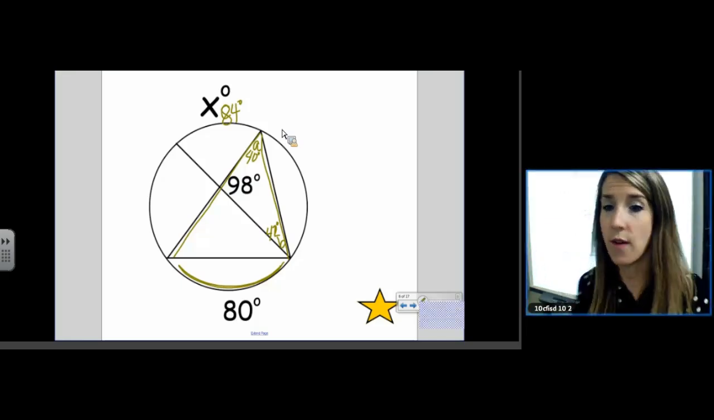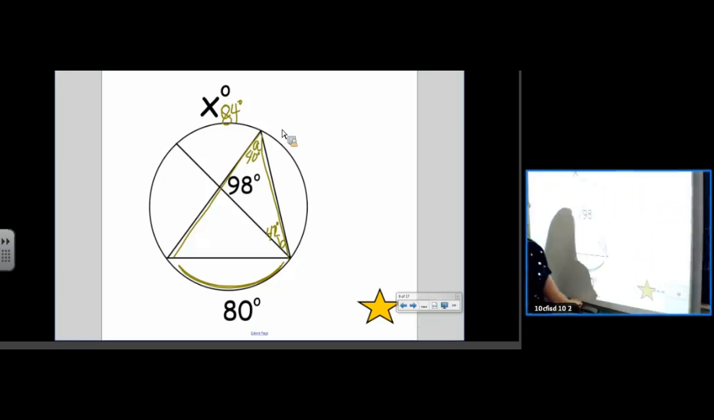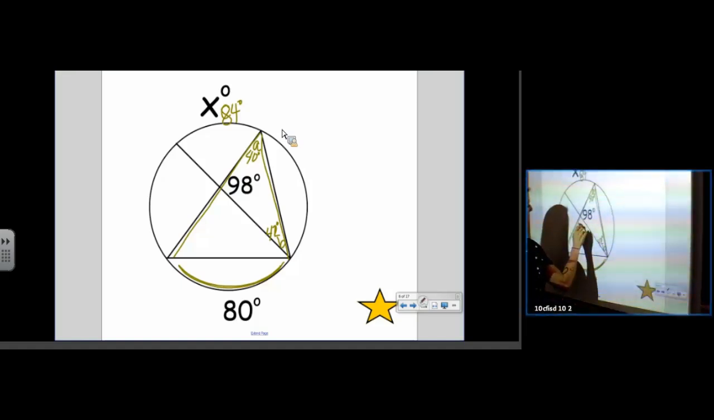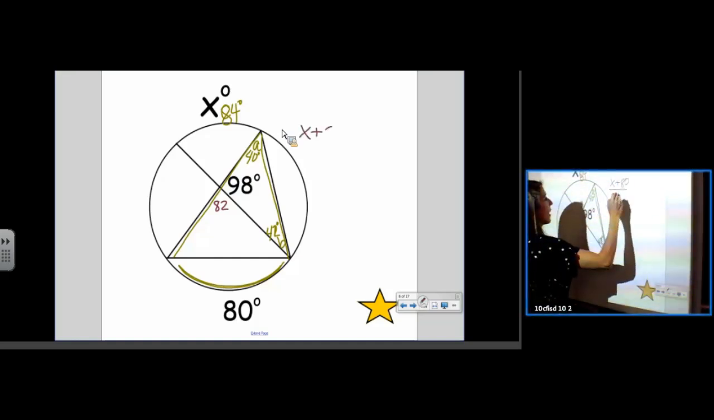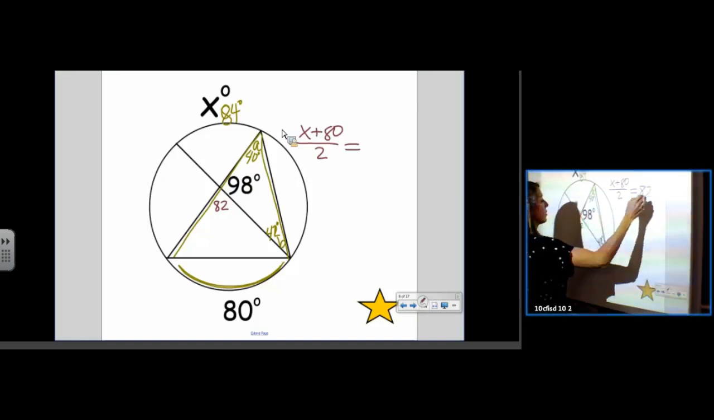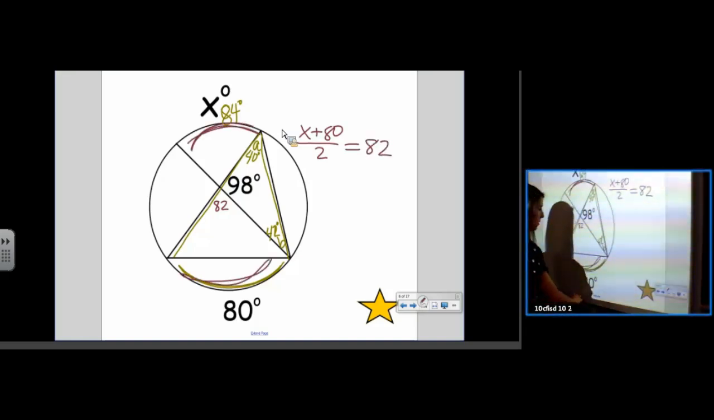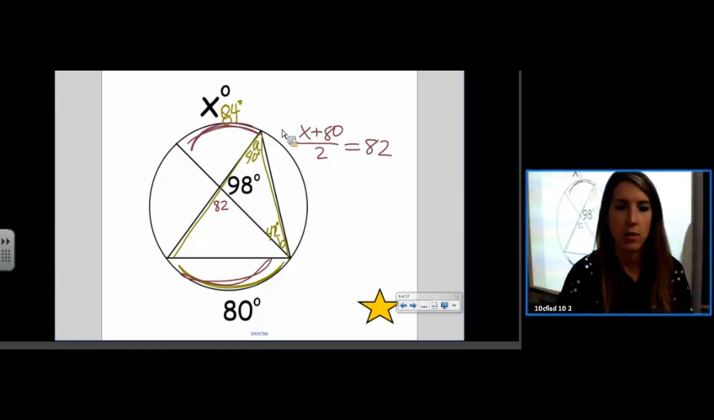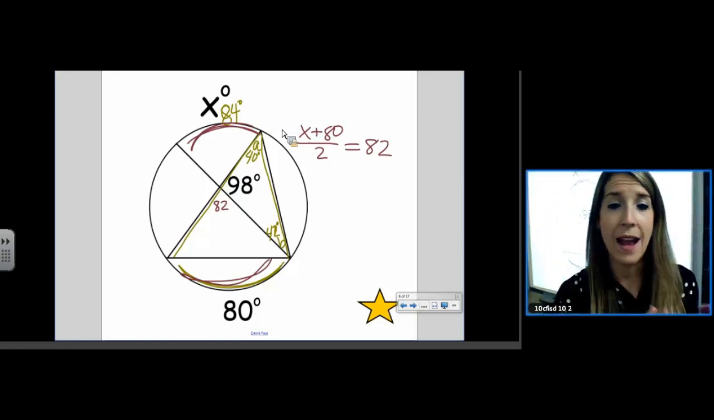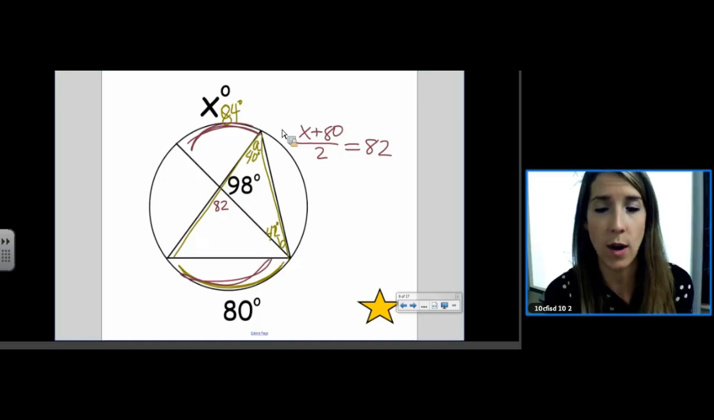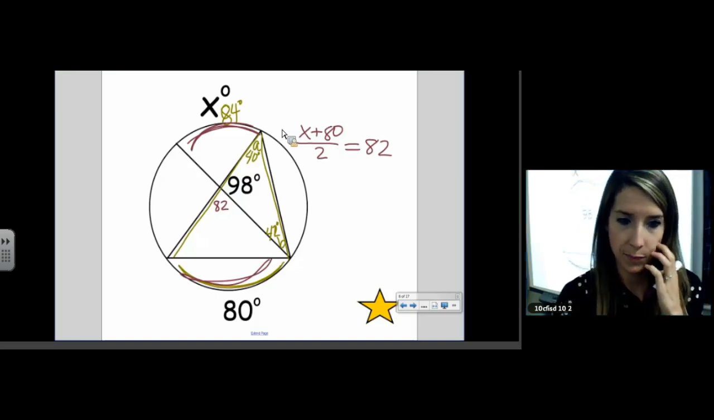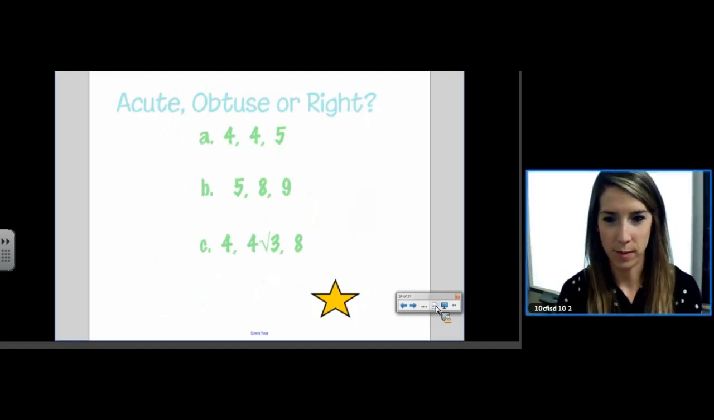Yes, you could have also found the linear pair to 98. Is that 82? And then add the arcs and divide by 2, and it equals your interior angle. So you could add the arcs and divide by 2, and that equals your angle, okay? So that formula, if you hadn't memorized it but you knew about inscribed angles, you could have done it the other way.